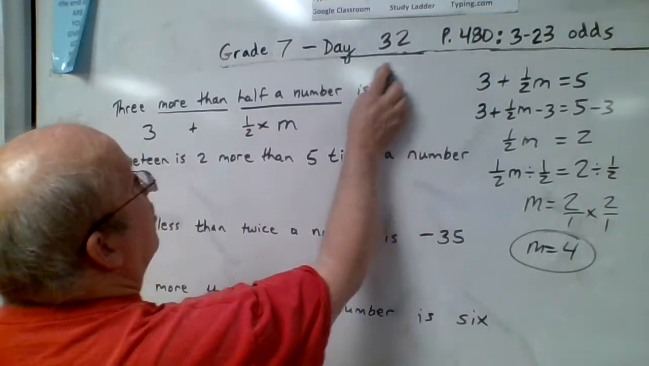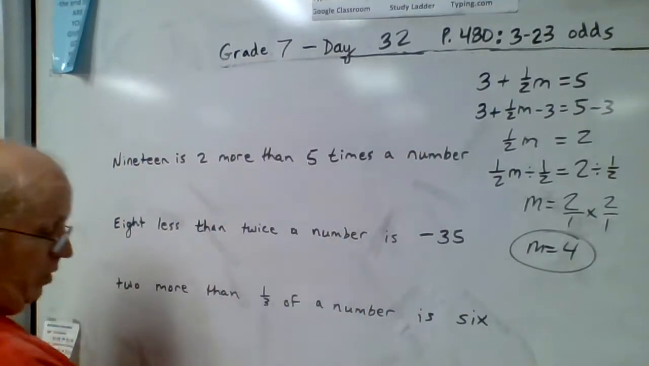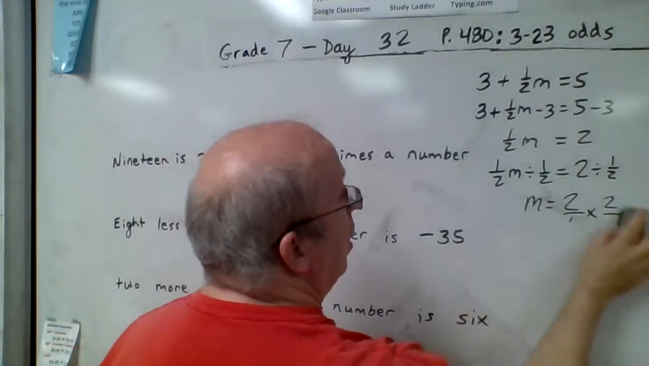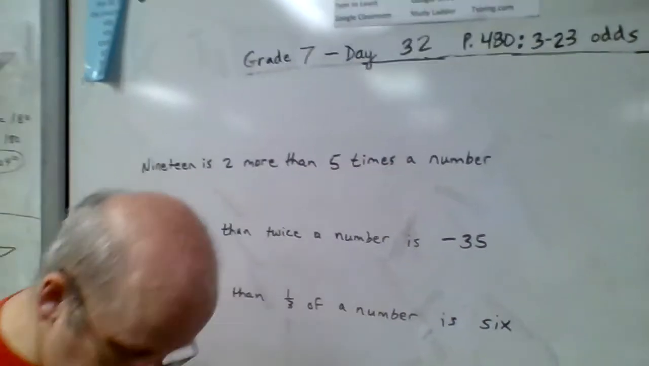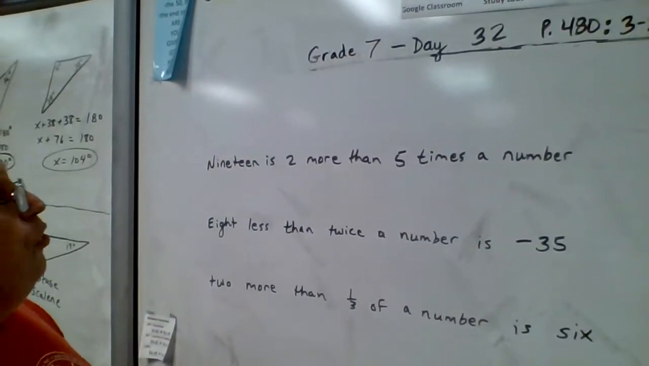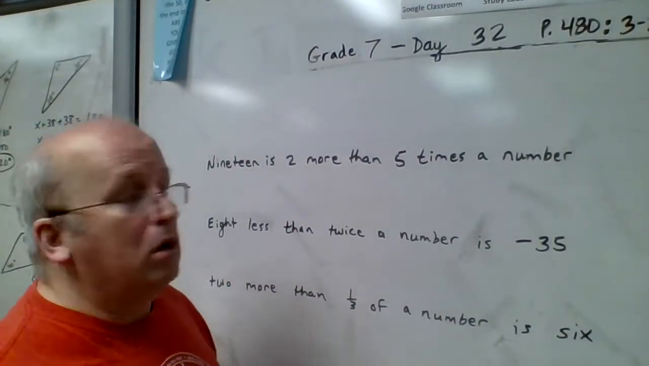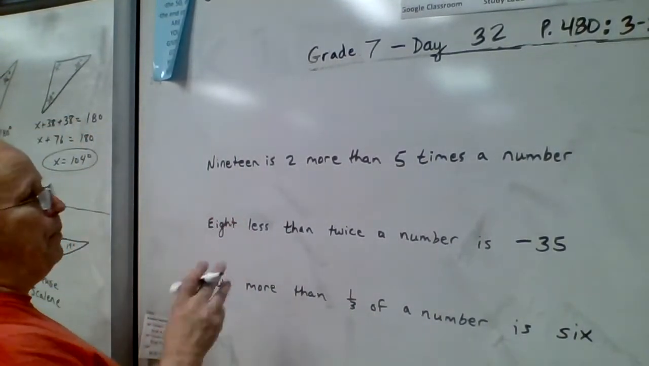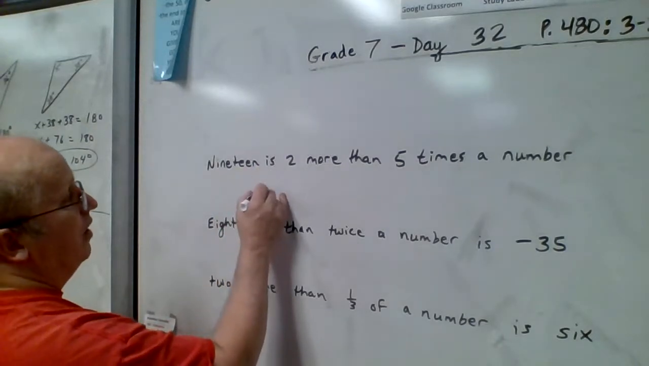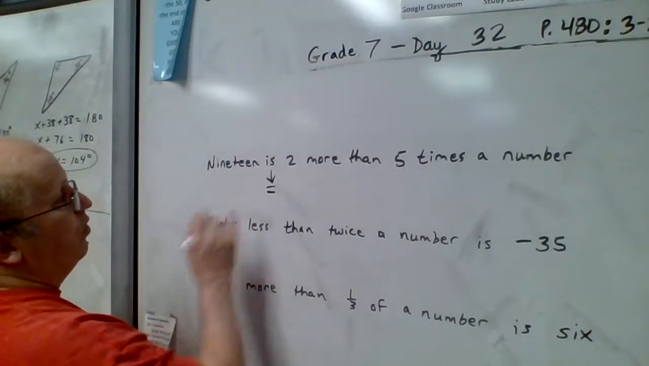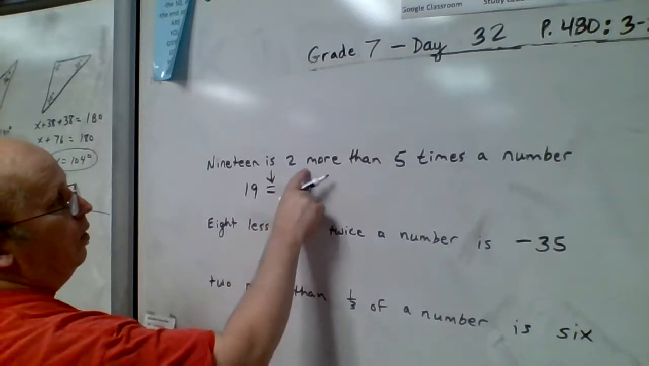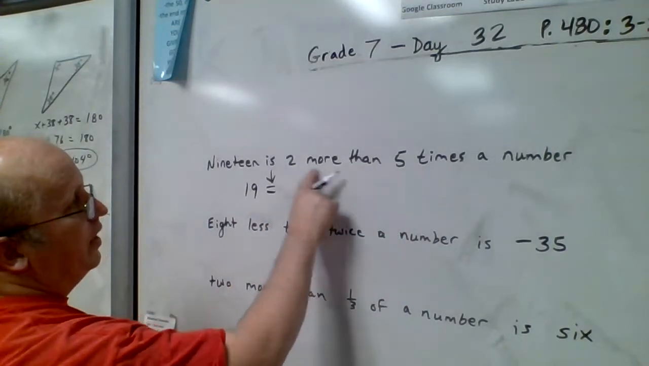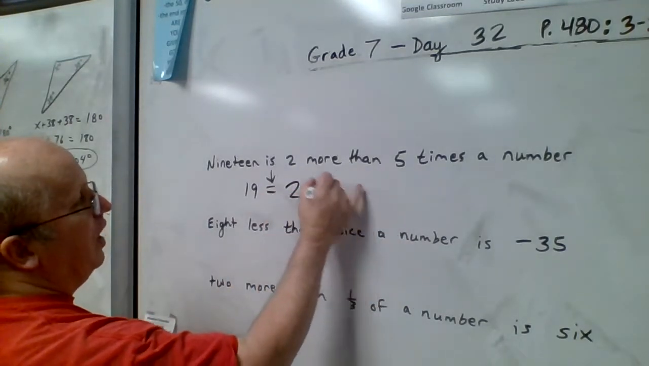Let's move on to the second one that's up here on the board. 19 is 2 more than 5 times a number. Okay, remember, take it bit by bit. Hey, here's the equal sign right here. Is our equal sign. We can write 19 as an Arabic number. Oh, here's that phrase more than again. So it's got to be 2 plus, right?